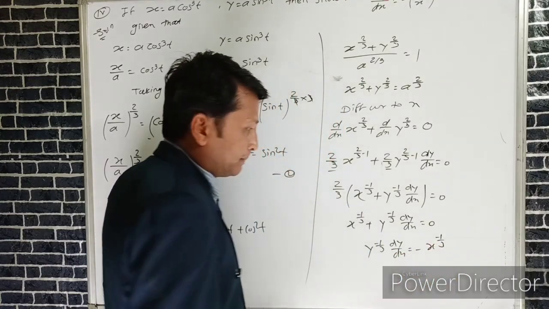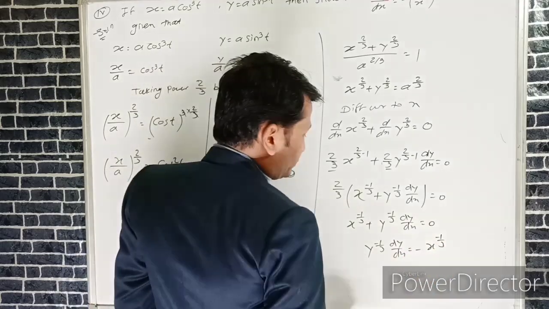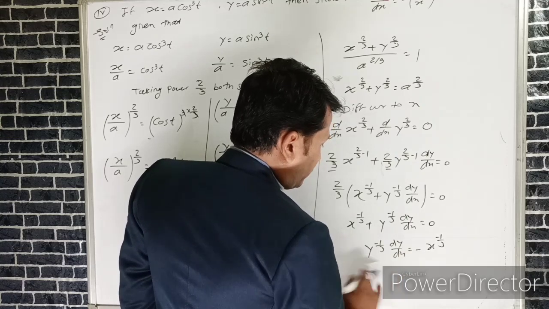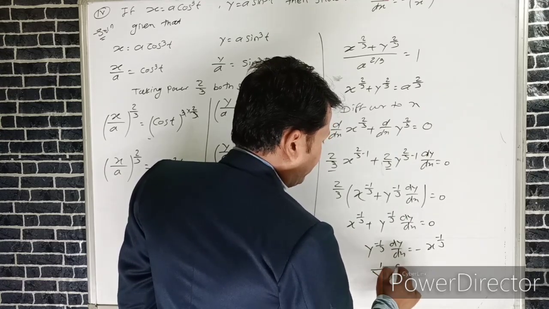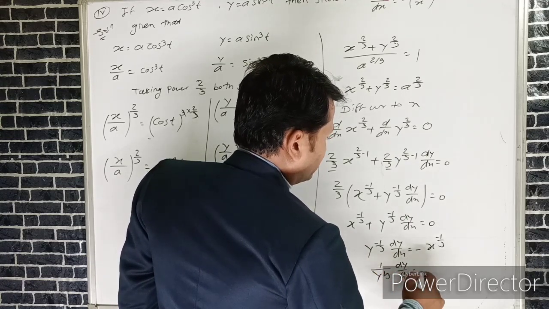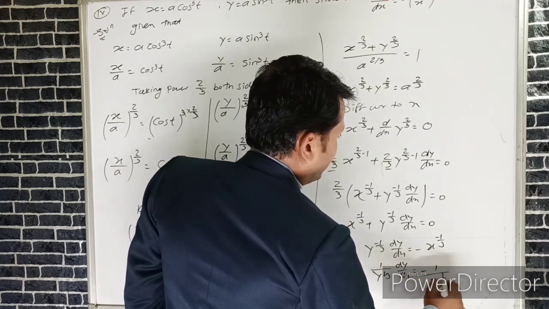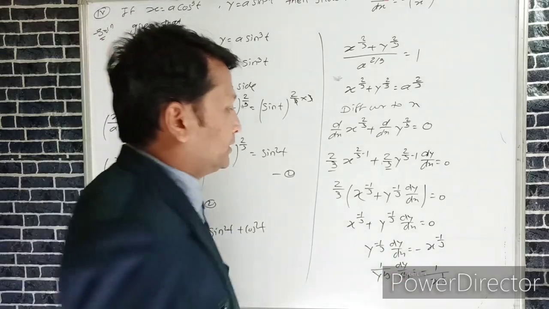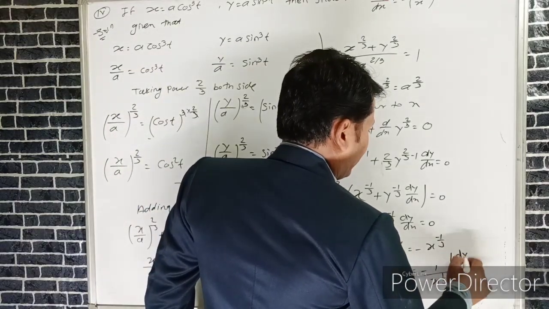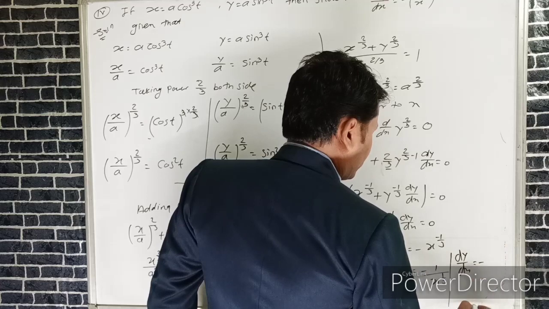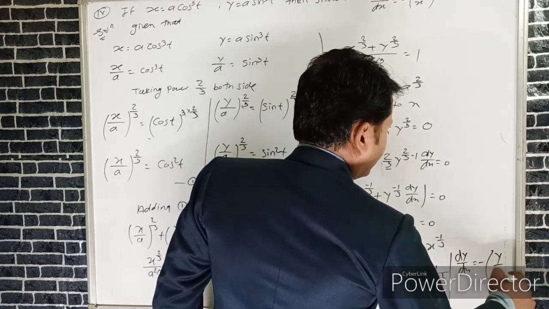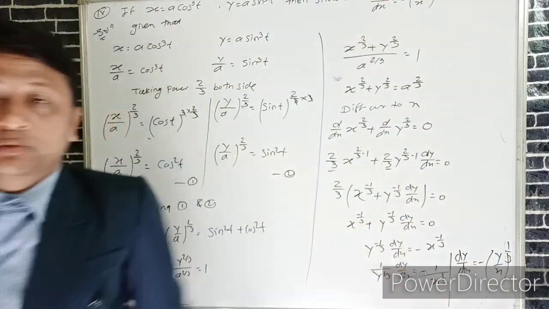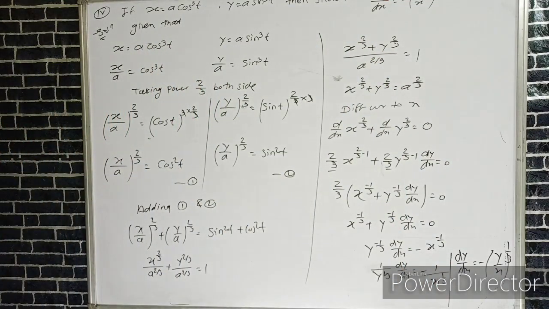This minus x raised to the power minus 1/3 we can write, y raised to the power minus 1/3 means 1 upon y raised to the power 1/3, into dy by dx is equal to minus 1 upon x raised to the positive power 1/3. Now if we shift this y raised to the power 1/3 to the right side, then we can write dy upon dx is equal to minus of y upon x, whole raised to the power 1/3, which is the required derivative or required proof of the given function.